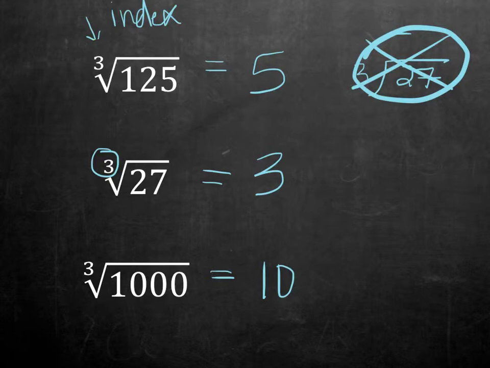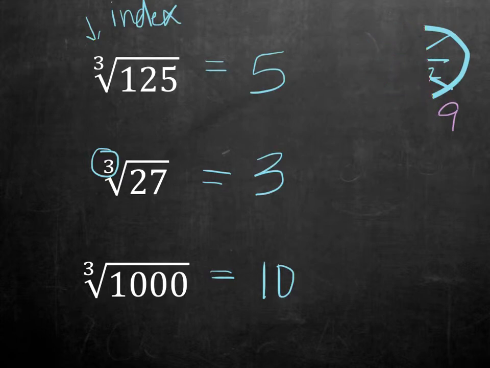So that's got to be 3, because I can't tell you how many times I've graded a paper that says this equals 9. But 9 times 9 times 9 is not 27, okay? So just be very careful of that. That's just something to be aware of.